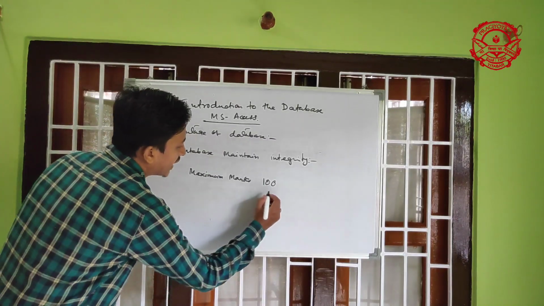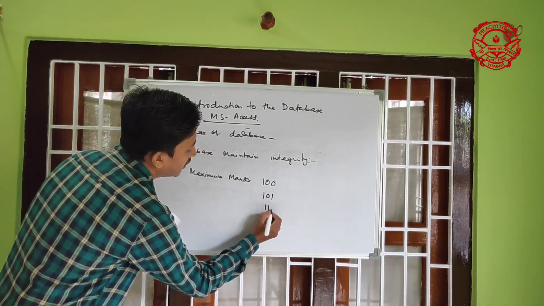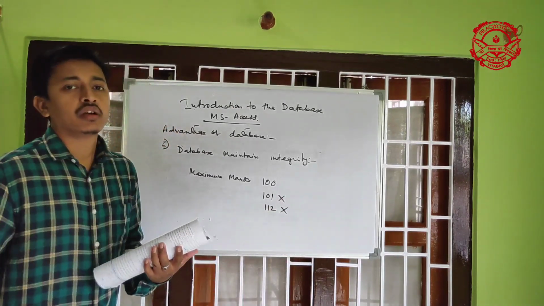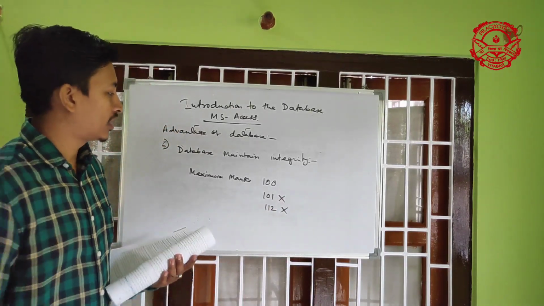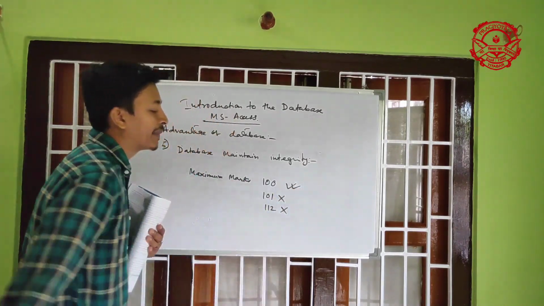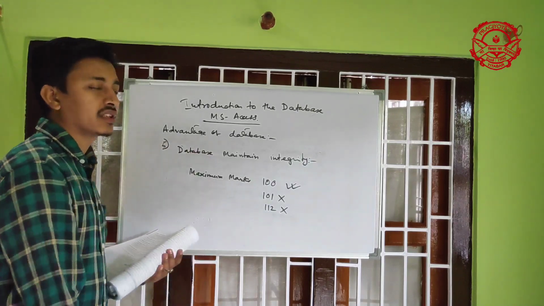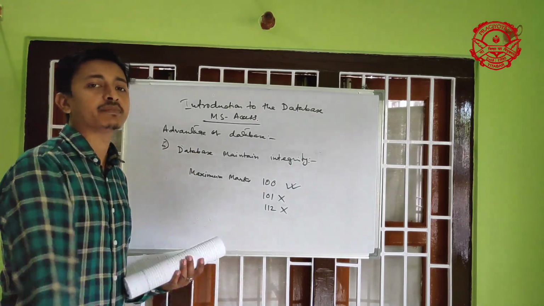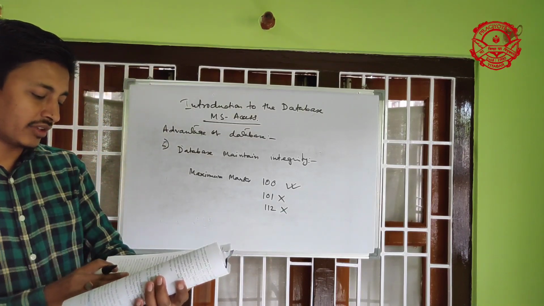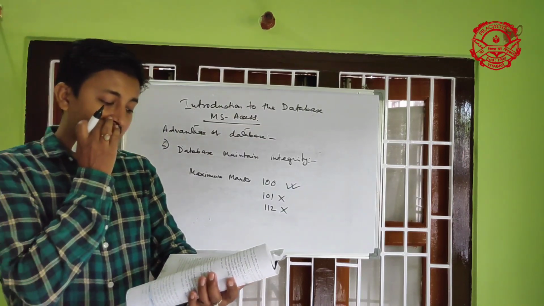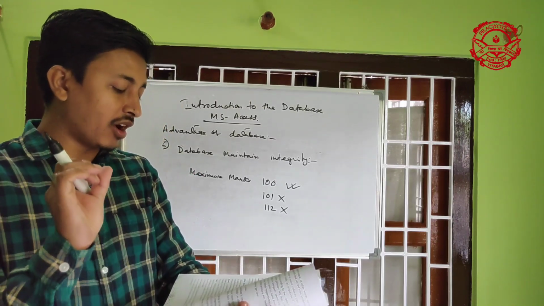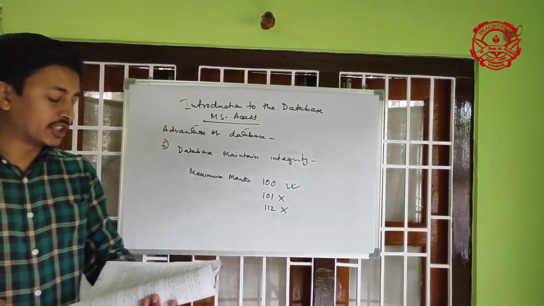Means a student cannot get 101 or 112. It is not allowed by this database. It restricts that the maximum marks should be 100 and nobody can get more than 100 marks. So the database maintains integrity. Integrity checks can be built into the system so that the database accepts numbers only in the range between 0 and 100.